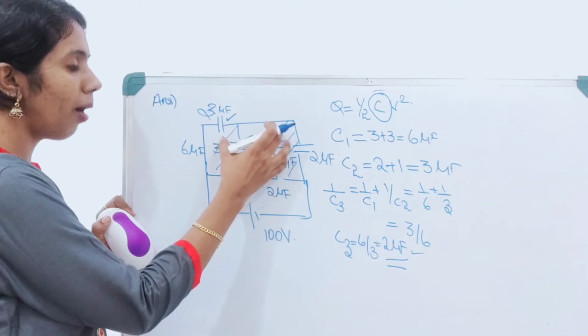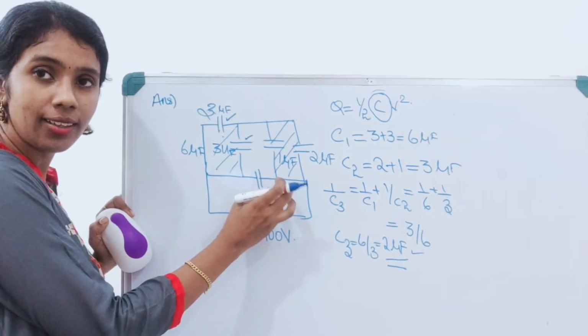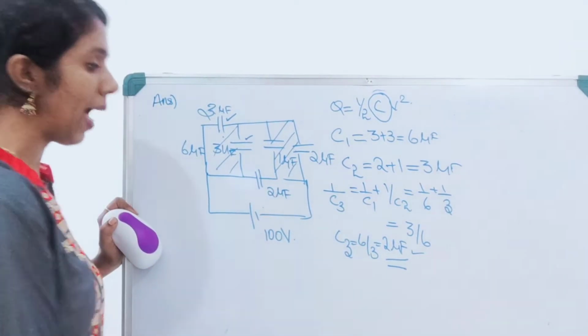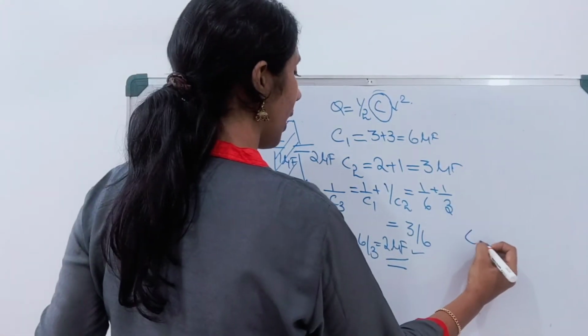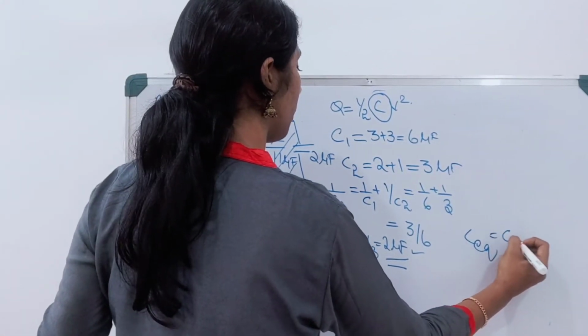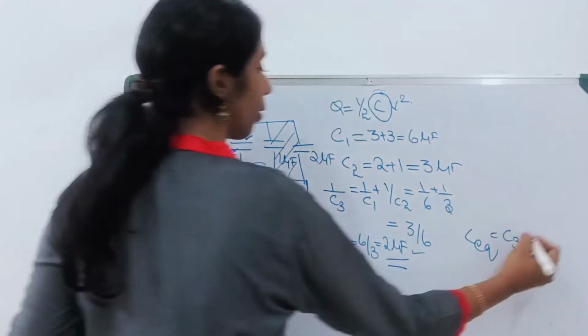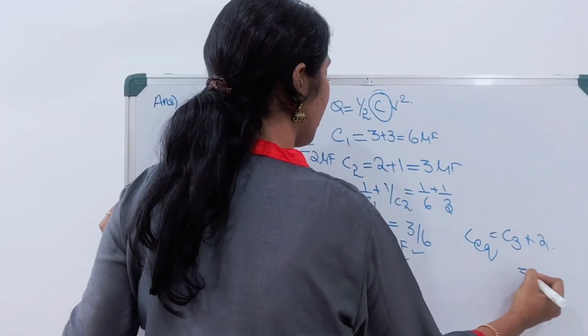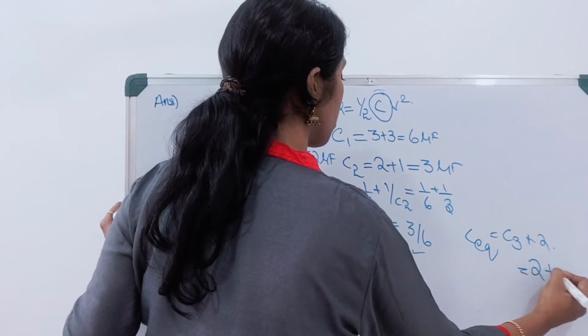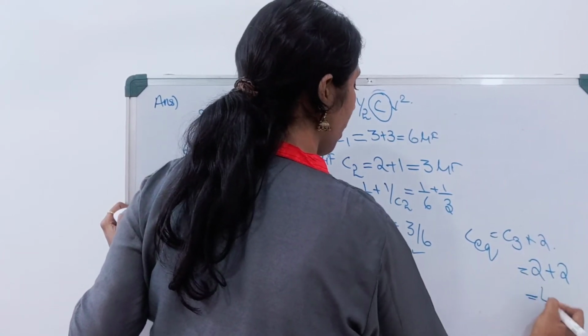Now this combination and 2 microfarad, again they are connected in parallel. So here the equivalent capacitance will be equal to C3 plus 2 microfarad. C3 is 2. So 2 plus 2, again it is 4 microfarad.